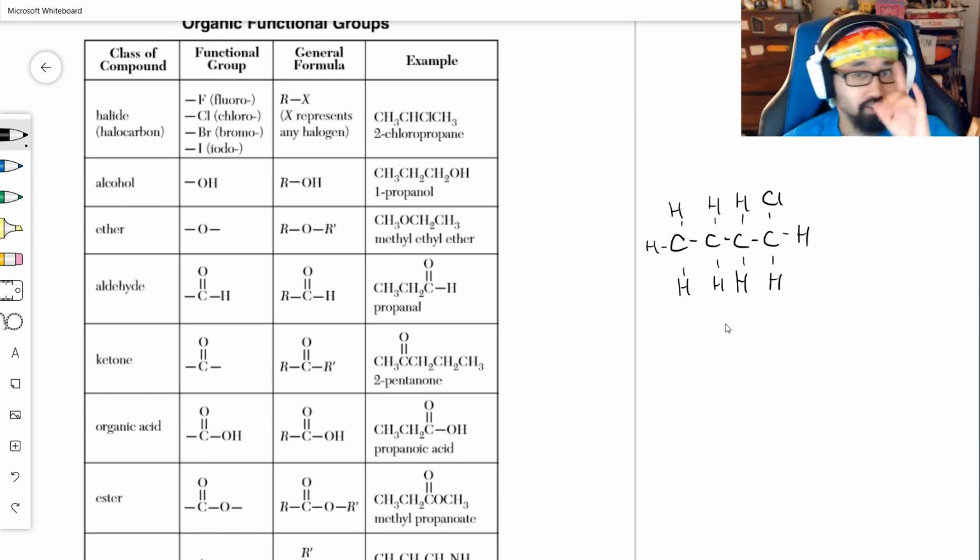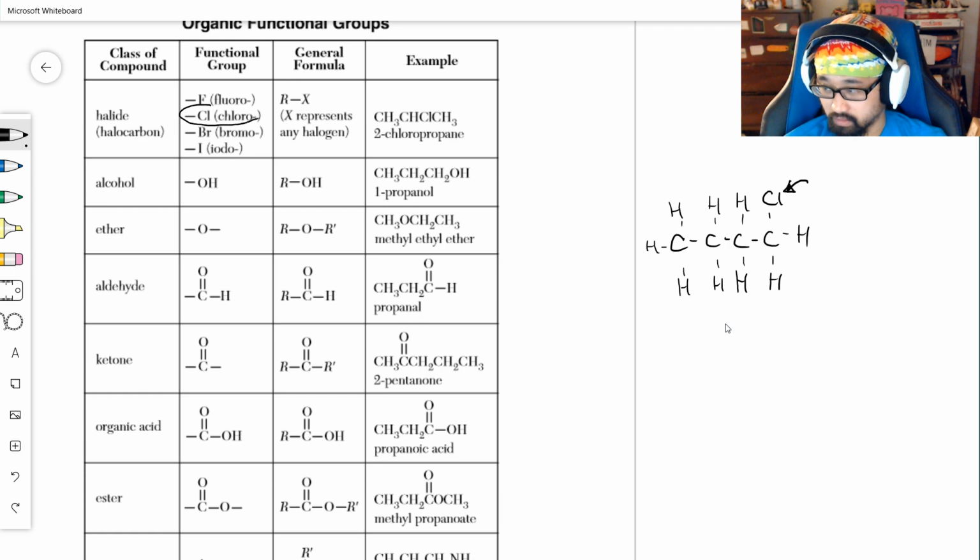It's not a hydrocarbon because it's not only hydrogens and carbons. If I had to identify the functional group on this, I find the thing that isn't carbon and play Where's Waldo. Where is Cl on my big list? Well, here it is. So that means that this is a halide.